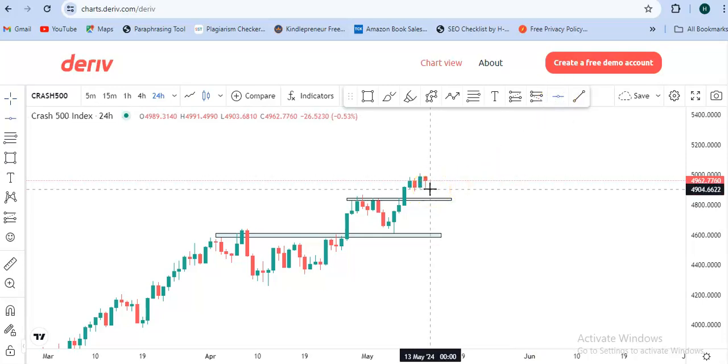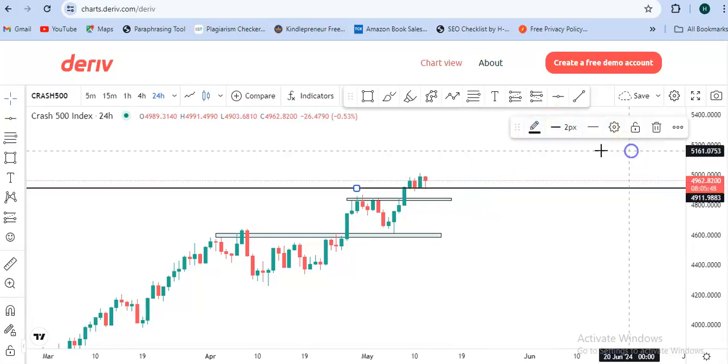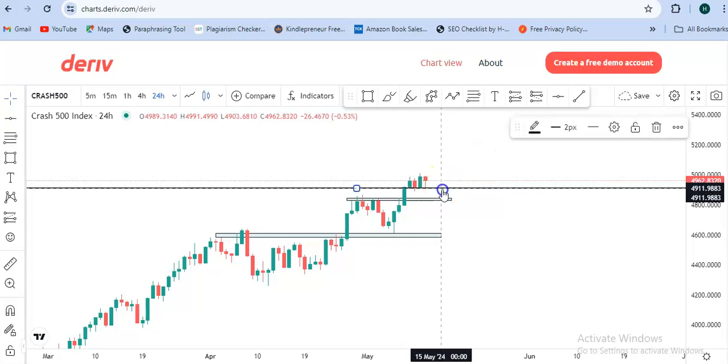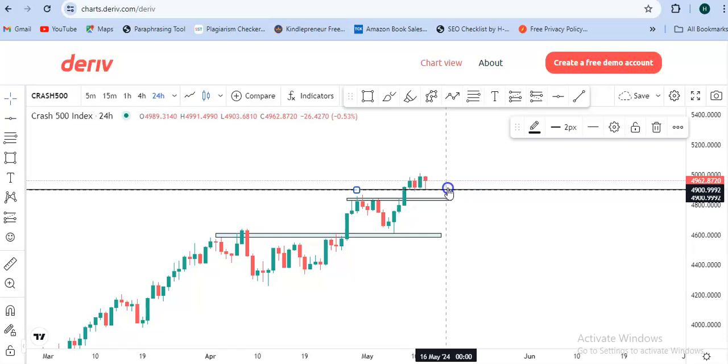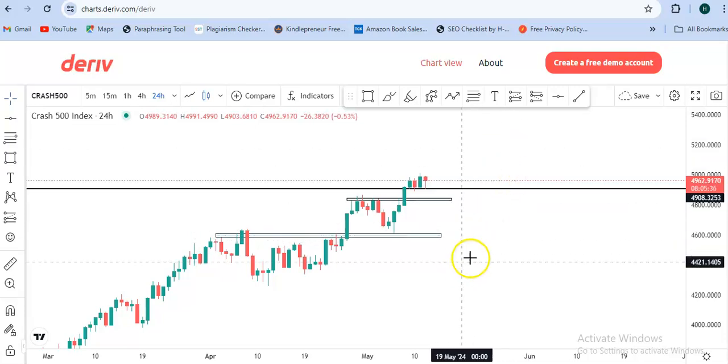So I can decide to put a horizontal line right here. Let me change this color to black. I like using black at some points. Then I'll see if I can adjust it so that all the wicks rest on it. This is good. Okay. Then the next thing I will do is to join a trend line.